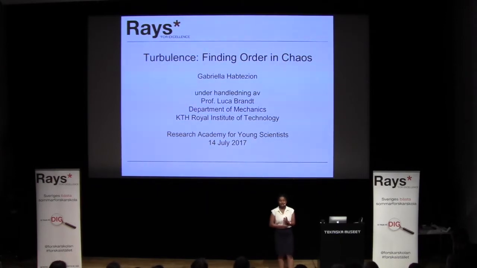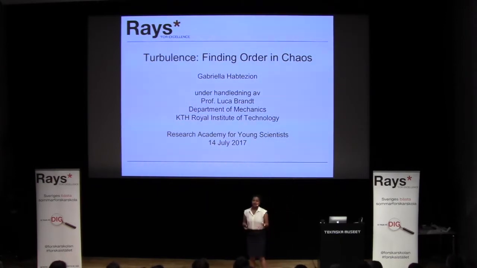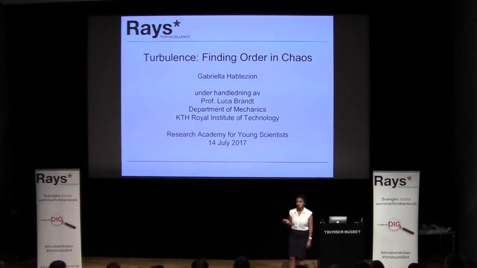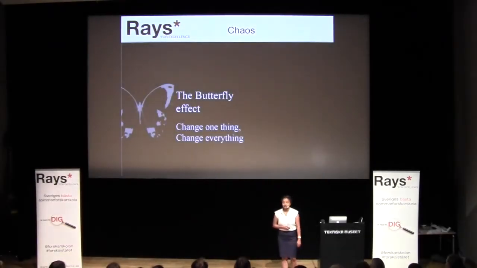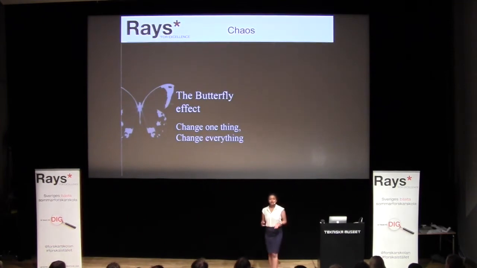So, turbulence. I first became interested in turbulence in my physics class after reading about the butterfly effect. And basically what the butterfly effect is about is that small changes, like the flapping of a butterfly's wings, can create a tornado on the other side of the globe. And I found this very fascinating and decided to learn more.